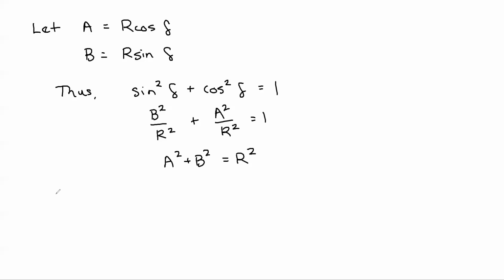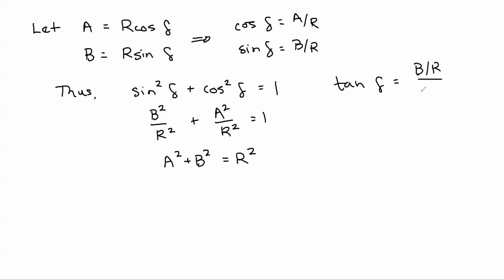The second thing that we can do is, cosine delta is a over r and sine delta is b over r. Putting those together, we can say that tangent of delta, which is sine over cosine, is going to be b over r divided by a over r. Then the r's cancel, so we get b over a. Using this equation, given a and b, you could solve for delta.